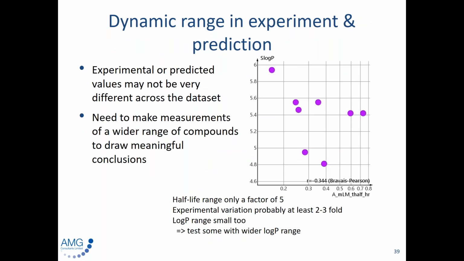Dynamic range: this is just to point out that you may well find, in small data sets in particular, that you've got a narrow dynamic range in experiment and/or prediction. So for this example, we've got mouse liver microsomal clearance varying between just less than 0.2 and just less than 0.8. It's only over a factor of 5. So the experimental variation is probably at least 2 to 3-fold, and the logP range is small too. So really it's not possible, I would argue, to draw any meaningful conclusion from this other than we need to measure a broader range of compounds before deciding whether there's a useful model to apply.